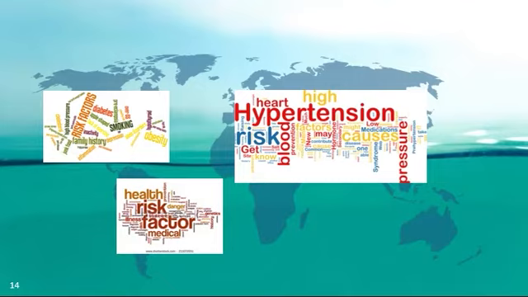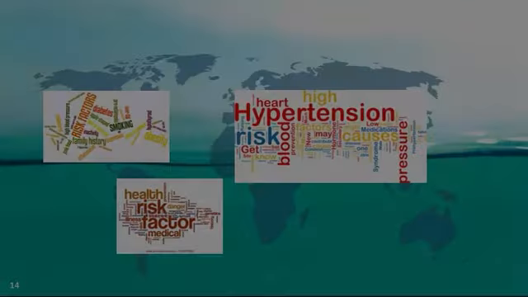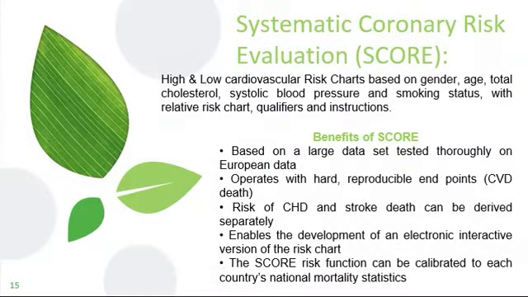Simply providing people with a cardiovascular disease risk score may reduce cardiovascular disease risk factors by a small amount compared to usual care. The Systematic Coronary Risk Evaluation, or SCORE scale, uses high and low cardiovascular risk charts based on gender, age, total cholesterol, systolic blood pressure, and smoking status, with a relative risk chart, filters and instructions.